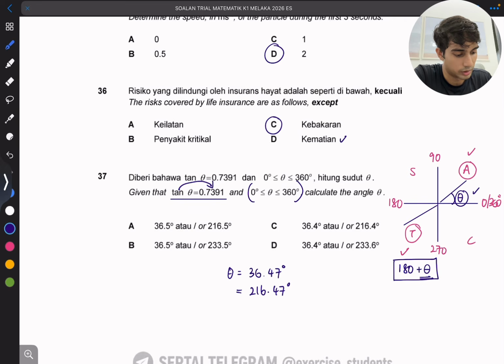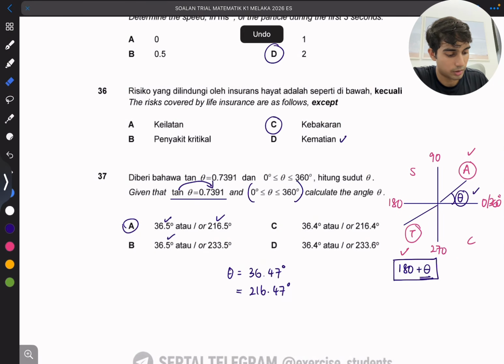Oh, they want one decimal place. So 36.5 and 216.5. So if you round it up, you get 5. That's it.